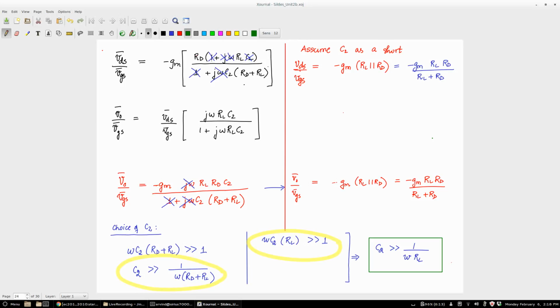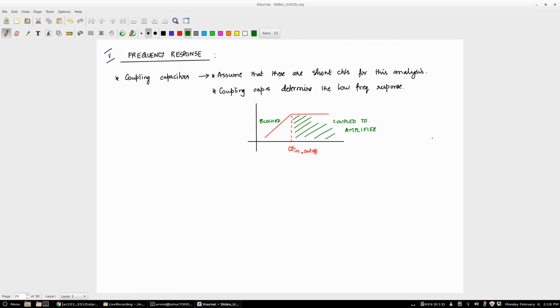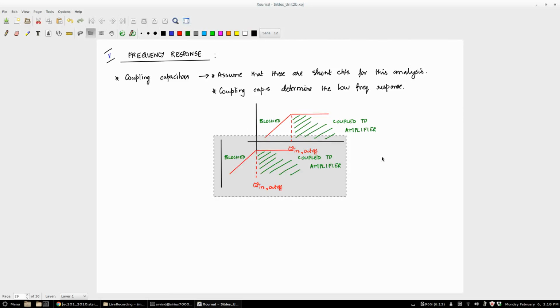Okay. So basically this C1 capacitor is acting like a high pass filter. What about the C2 capacitor? If you look at C2, what is the response you are supposed to look at? You have to look at this response, V0 over VGS. Again you have a similar kind of high pass response. So again, depending on what this omega is, let's call this omega 2. Omega 2 is going to be 1 by RL C2. So that is going to determine your response.